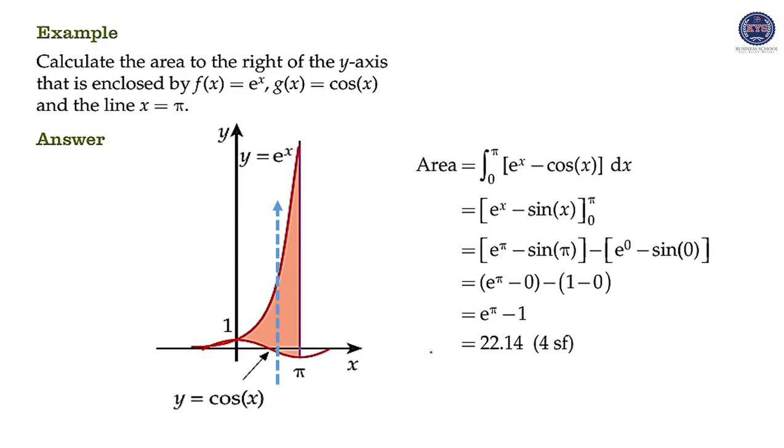For this example, calculate the area to the right of the y-axis that is enclosed by the function e to the power of x and also g(x), which is cos x, and the line x equal to pi. So dia dah set the region. Now by using the vertical line test, we know the top function is y equal to e to the power of x, minus the bottom function, which is y equal to cos x. So kalau you tengok sini, the integration should be top function minus bottom function, and after that substitute the limits.